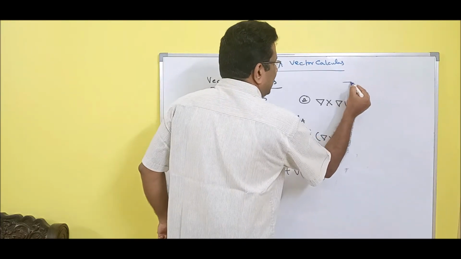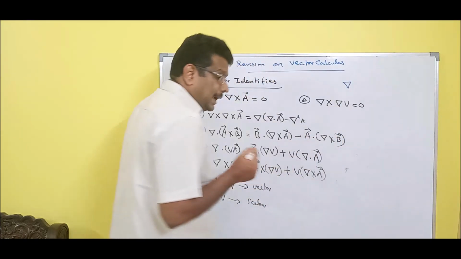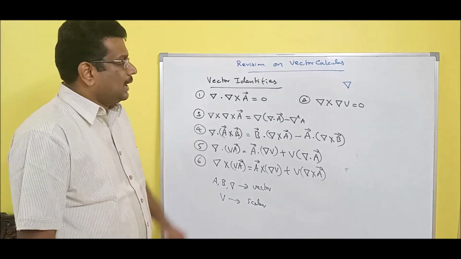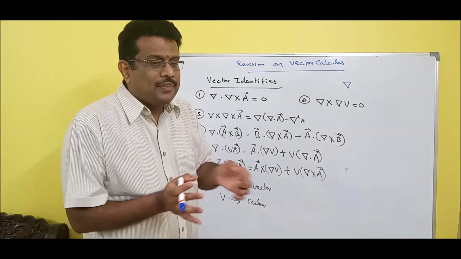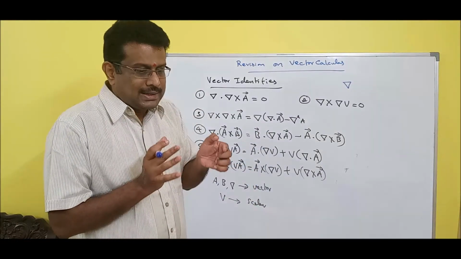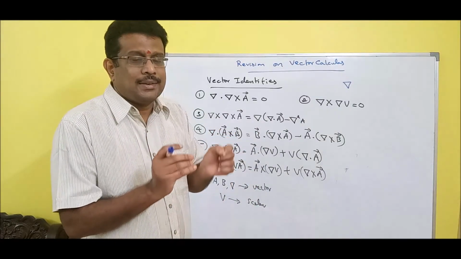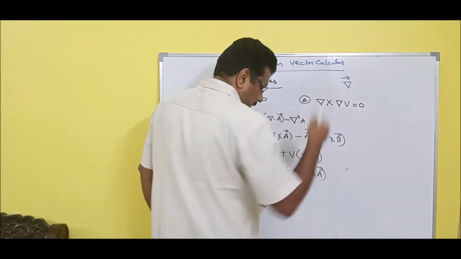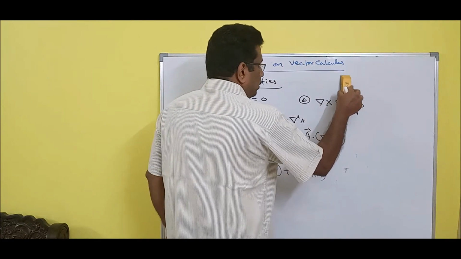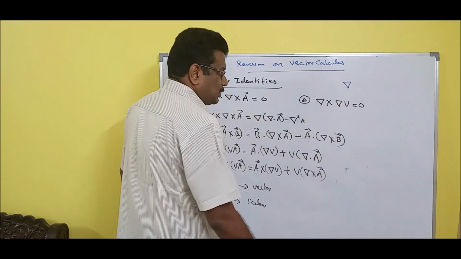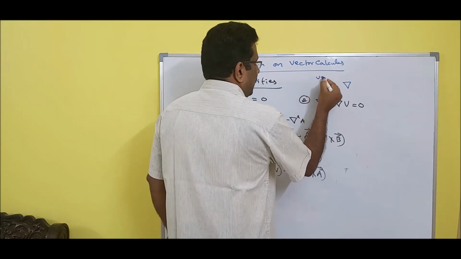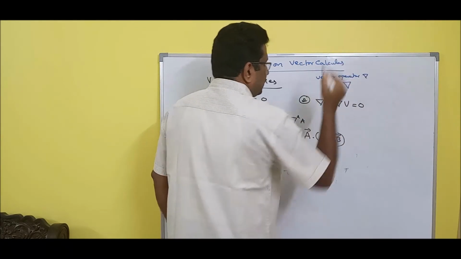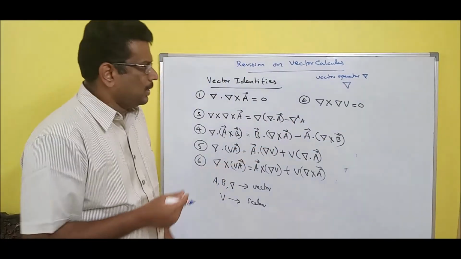Who is del? Later, I will give you the definition itself. Please remember, I will give you the definition. Del says variation. Del says change, variation. It is a vector, but I am not going to write it down because it is understood. The name itself, vector operator del, says it is a vector, so I need not mention it.